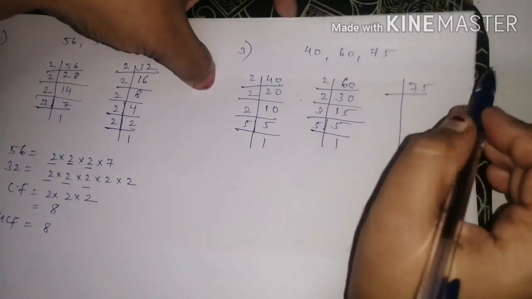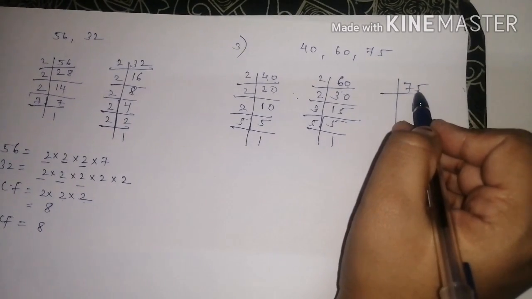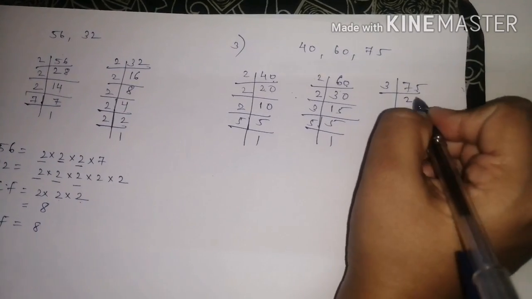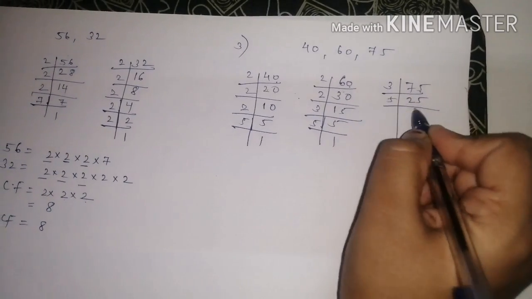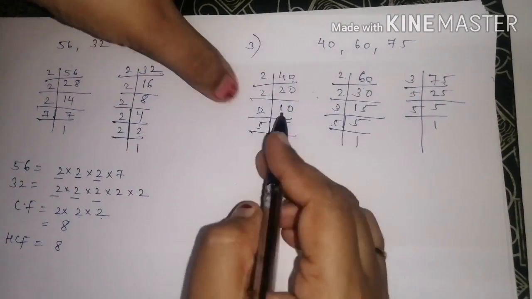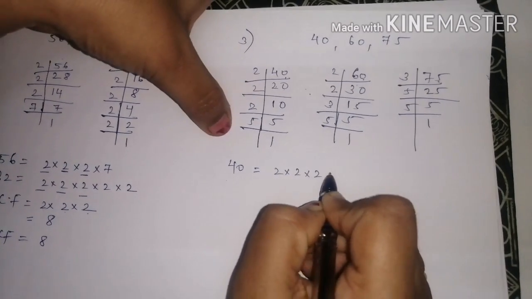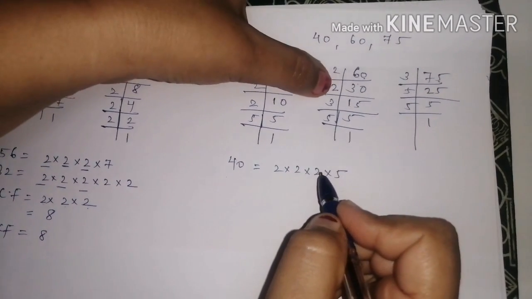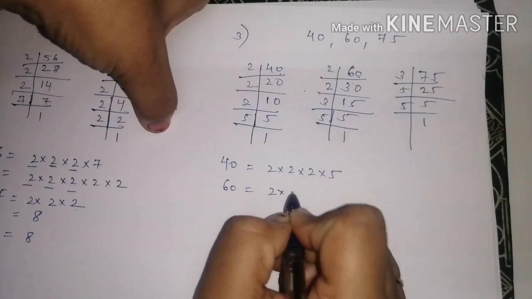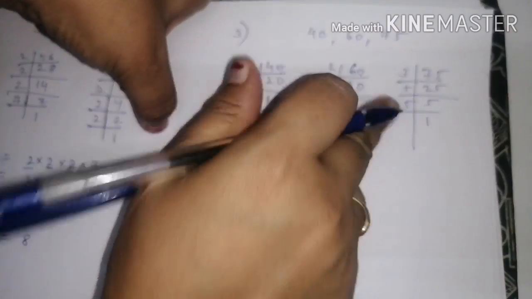Now 75 will not go in table of 2 because units place it is 5. 7 plus 5 is 12, it will go in by 3. 3 2s are 6, 3 5s are 15. 5 5s are 25, 5 ones are 5. So we have found out. Now write the factors. 40's factors are 2 into 2 into 5. 60's factors are 2 into 2 into 3 into 5. 75's factors are 3 into 5 into 5.